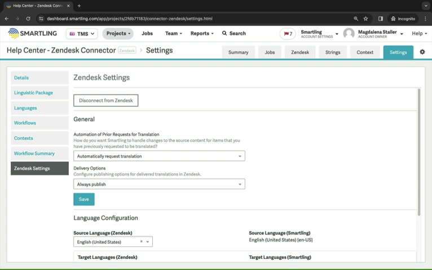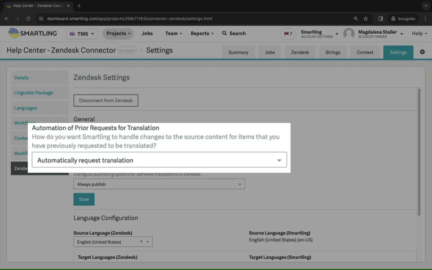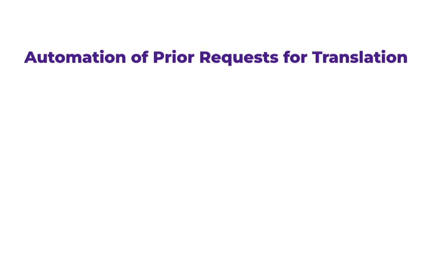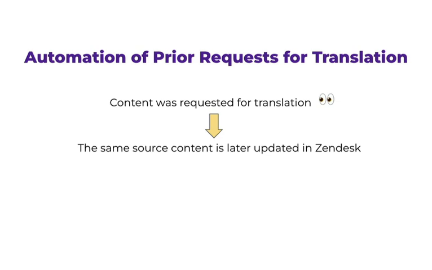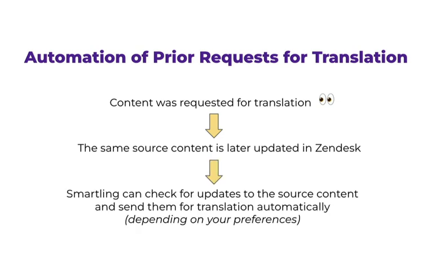On this same Zendesk settings page, you can also customize how changes to your source content should be detected and handled by Smartling. Once you have requested a content asset to be translated, we can automatically monitor it for any updates. Every time you make an edit or an update to the source copy in Zendesk, Smartling can automatically detect the new content and place it into a translation job. This helps keep your translated content in sync with your source language.